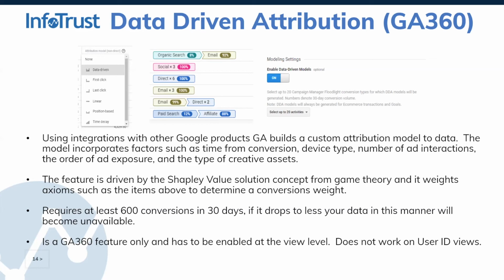Now, this does require at least 600 conversions in 30 days. If it drops to less, your data in this manner will become unavailable. And this is a GA feature and has to be enabled at the view level. And this doesn't actually work with the user ID override functionality that I talked about previously.